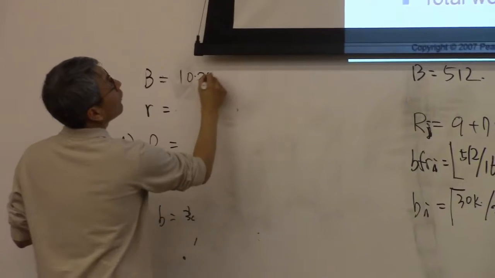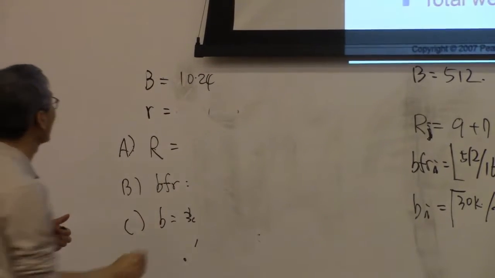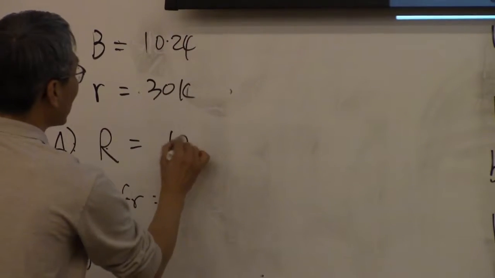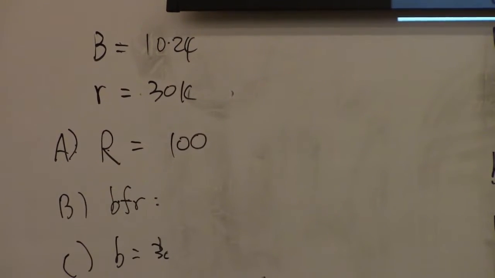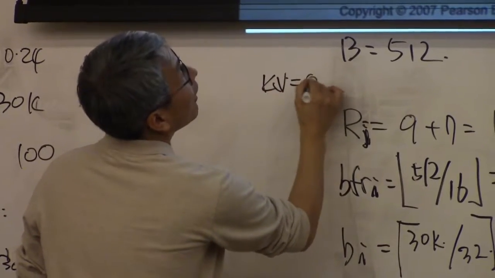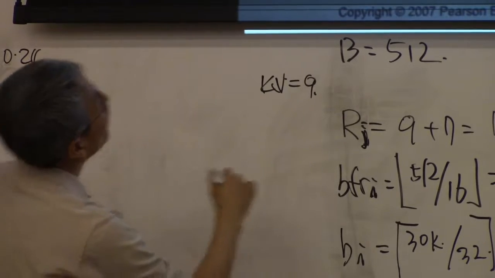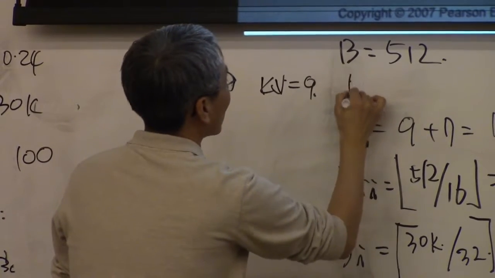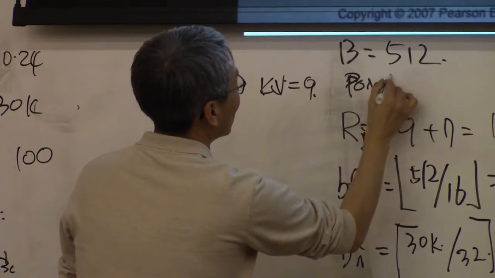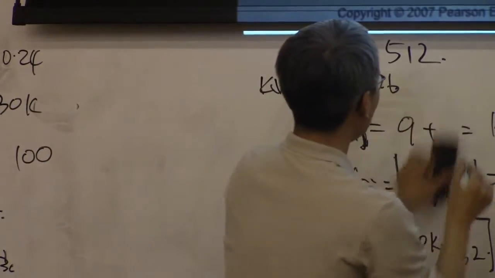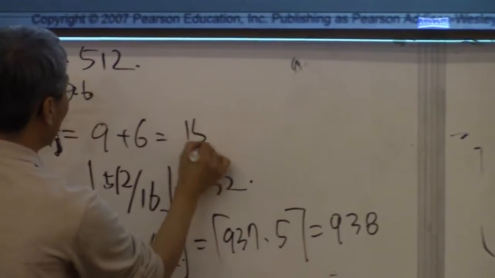So the block size is 1024. The number of records is 30K, and the record length is 100. The index key value is 9 bytes, and the block pointer is 6 bytes. So the index entry will be 15 bytes.